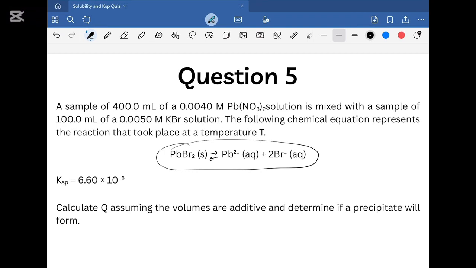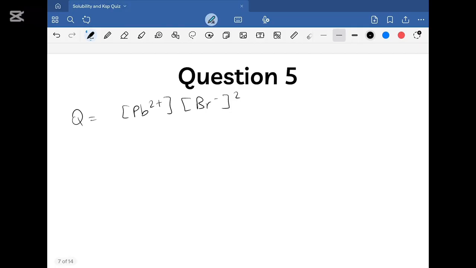Now I need to find the concentration for Pb2+ and Br- after we mix the two solutions together. So for the concentration of Pb2+, I'm going to use this formula: C new is equal to n old over V total, or I'm going to write C old times V old, I mean the old volume times the old concentration, over the total volume.